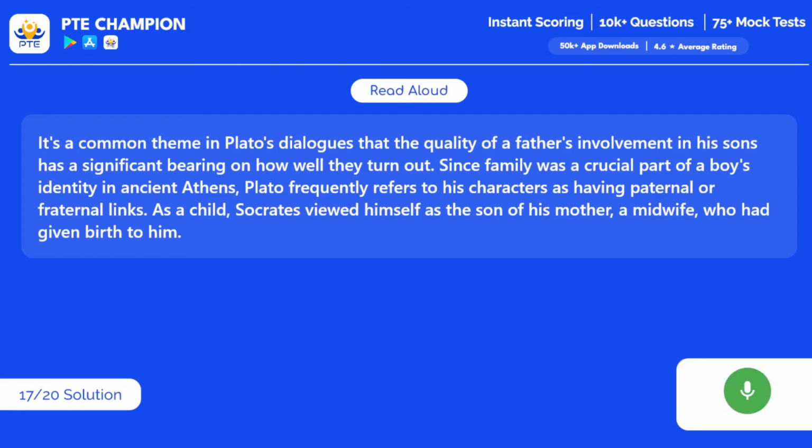It's a common theme in Plato's dialogues that the quality of a father's involvement in his sons has a significant bearing on how well they turn out. Since family was a crucial part of a boy's identity in ancient Athens, Plato frequently refers to his characters as having paternal or fraternal links. As a child, Socrates viewed himself as the son of his mother, a midwife, who had given birth to him.